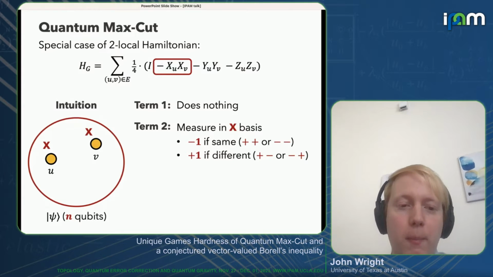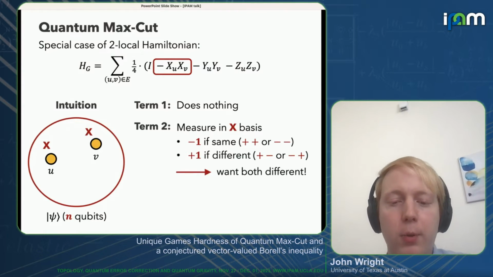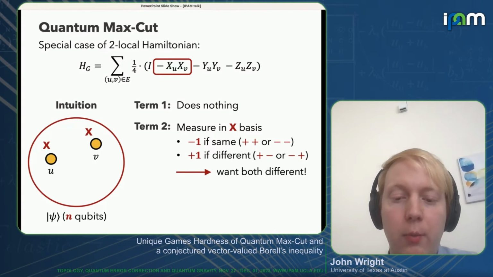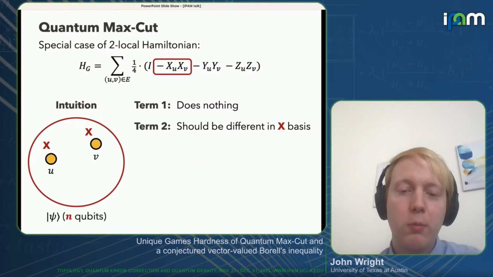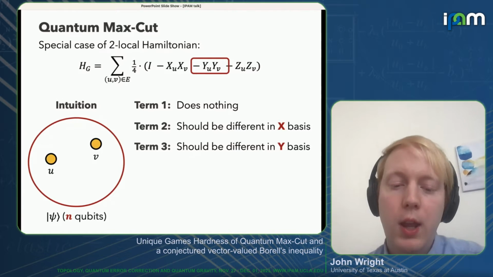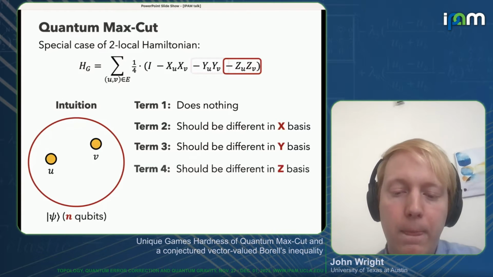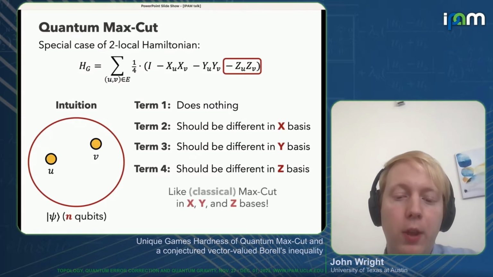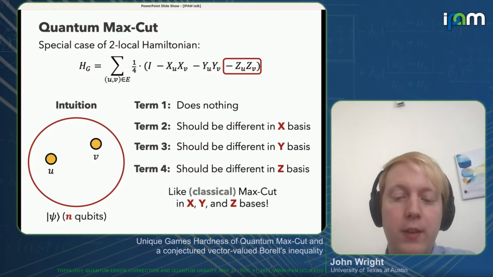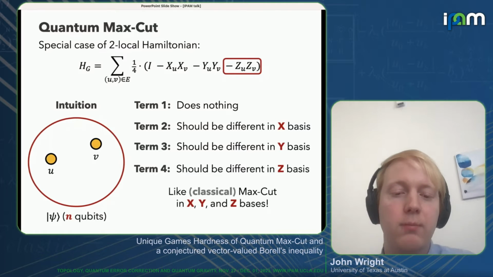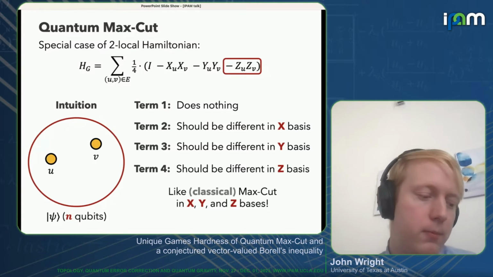And you remember, we're trying to maximize the energy. We're trying to get the maximum score possible. So what we want our state to do is have both of these look different when we measure in the X basis. We want to get a plus minus or a minus plus. So term 2 says they should be different in the X basis, term 3 says they should be different in the Y basis, and term 4 says they should be different in the Z basis. You can think of this problem like classical max cut, which asks that 2 bits should look different. But now this is classical max cut simultaneously in the X, Y, and Z bases. And that's why this is called quantum max cut.